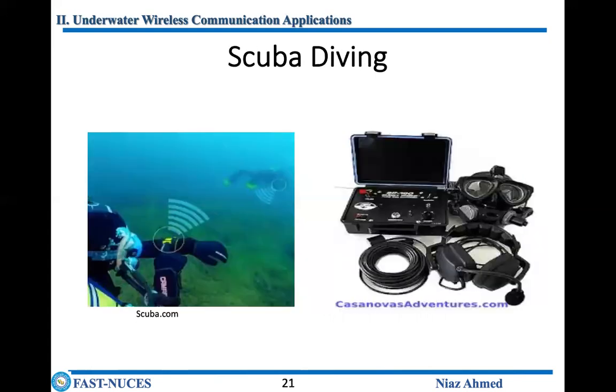So we have all those different kinds of applications, starting from military to commercial monitoring, and eventually we have some hobbyists who do scuba diving, and they use some equipments to go underwater and then communicate with each other.